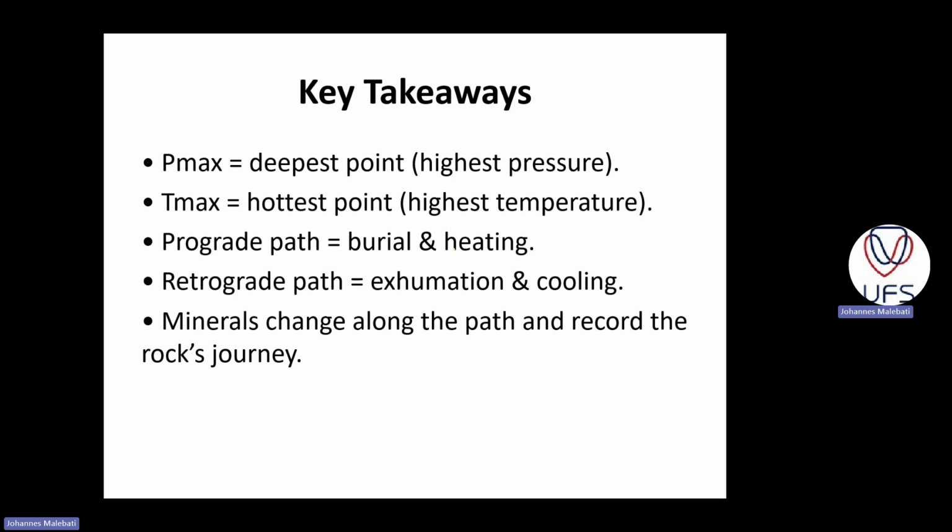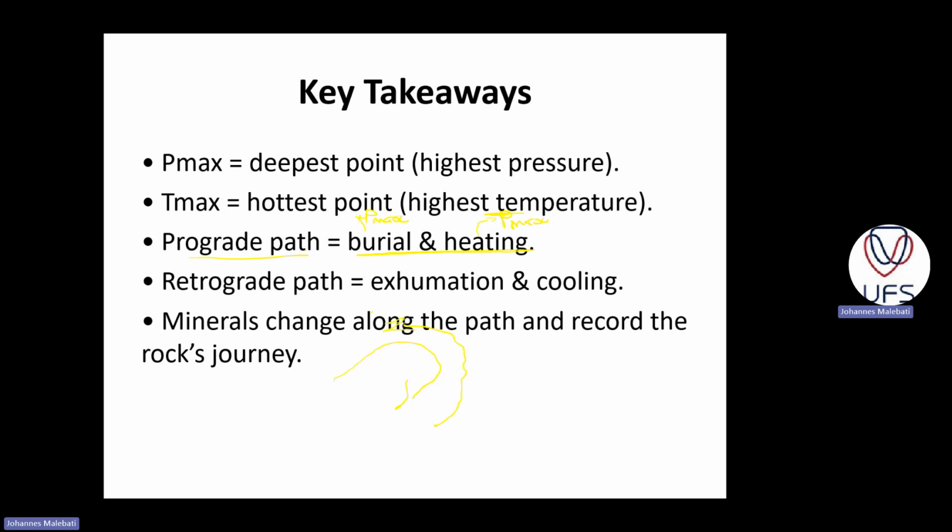Right, so key takeaways about that: the Pmax is the deepest point or the highest pressure, and Tmax is the hottest point at the highest temperature. Prograde path is wherein you're having burial and heating. You start with the burial first, wherein you'd have high pressures, and later on, because rocks are poor conductors of heat, you'd have Tmax. All right, that is the prograde path. But retrograde path is the opposite. If the prograde is going that way, retrograde will be going that way.